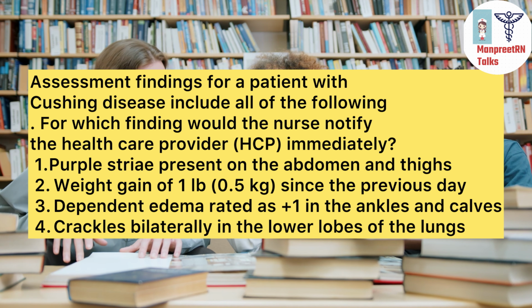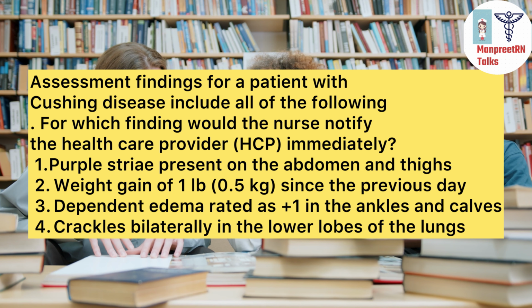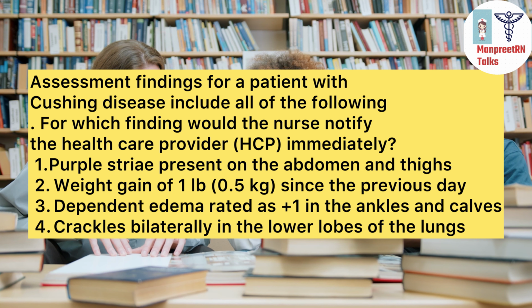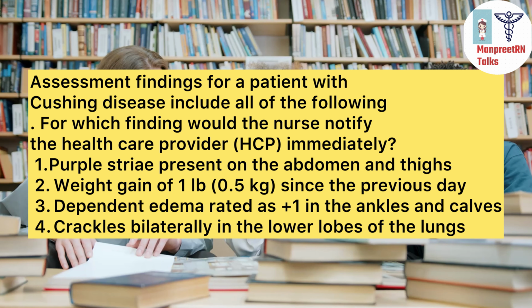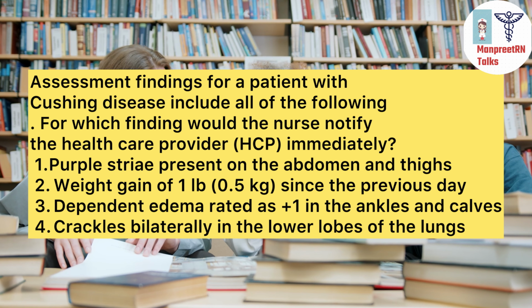Next question. Assessment findings for a patient with Cushing disease include all the following. For which finding would the nurse notify the healthcare provider immediately? Option 1, purple striae present on the abdomen and thighs. 2, weight gain of 1 pound since the previous day. And the third one is dependent edema rated as +1 in the ankles and calves. Fourth, crackles bilaterally in the lower lobes of the lungs.